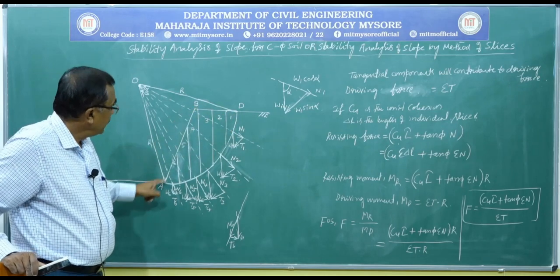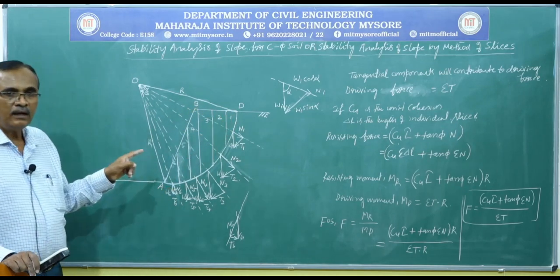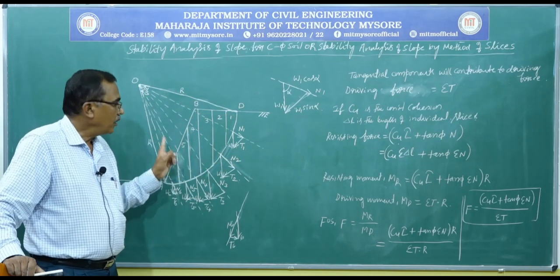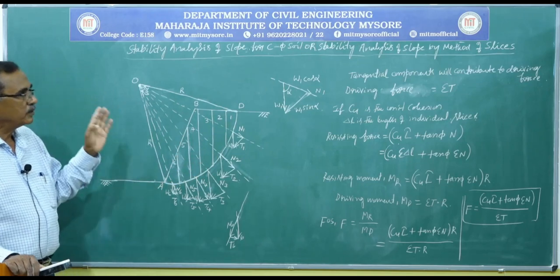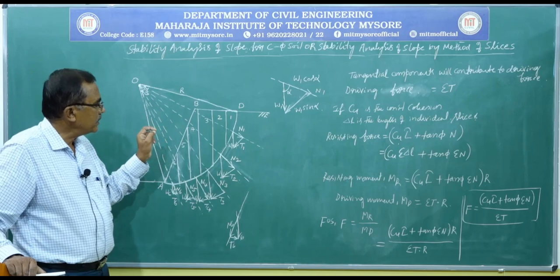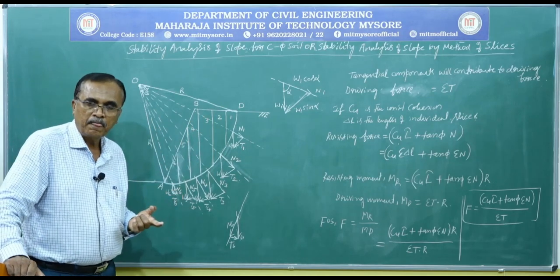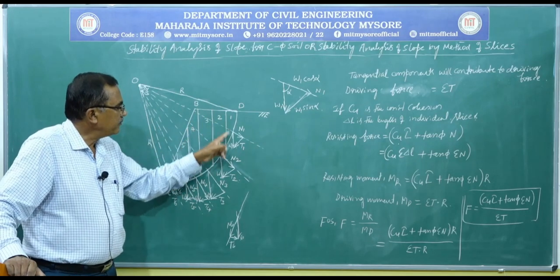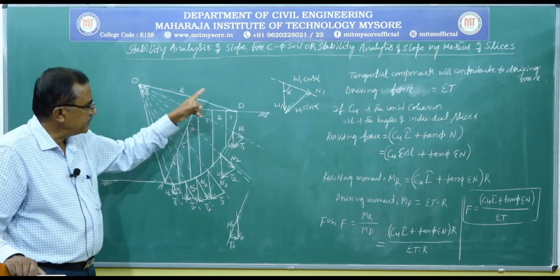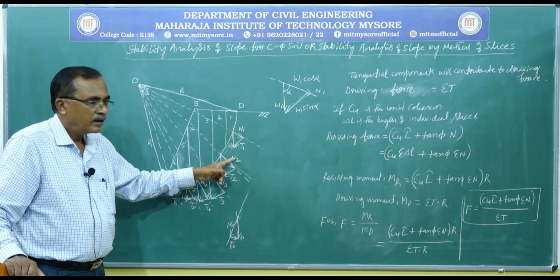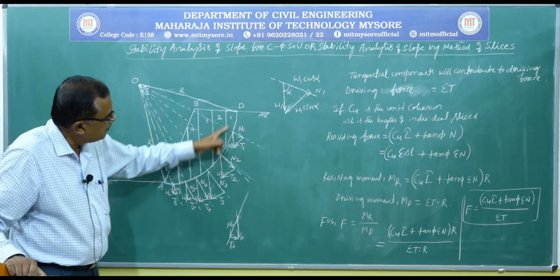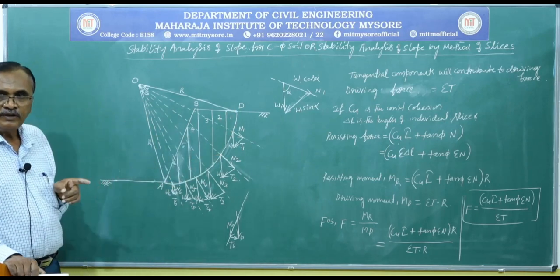Then ABD is the failure wedge. We have to divide this failure wedge into a convenient number of slices of unit thickness and width B. The weight of each slice is assumed to be concentrated at the centroid, and these weights are to be marked along the slip surface.